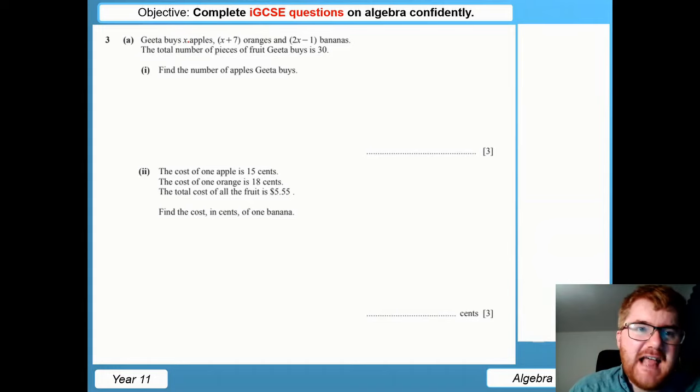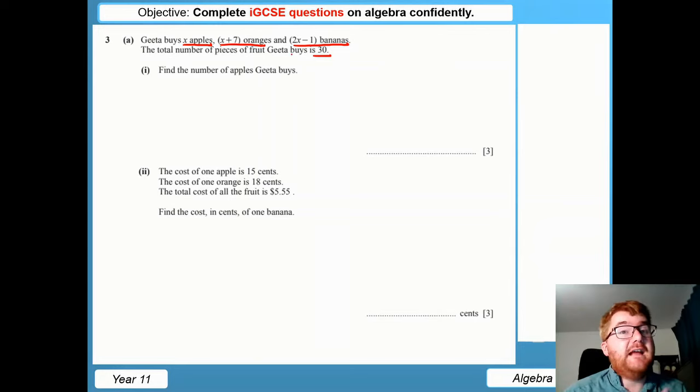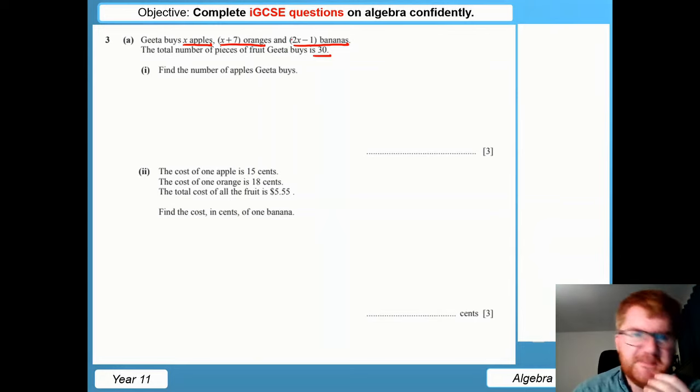So Gita buys x apples, I'm going to underline this, x plus 7 oranges, and 2x minus 1 bananas. A lot of fruit there. And the total number of pieces of fruit is 30. And from that, we need to work out how many apples Gita buys.